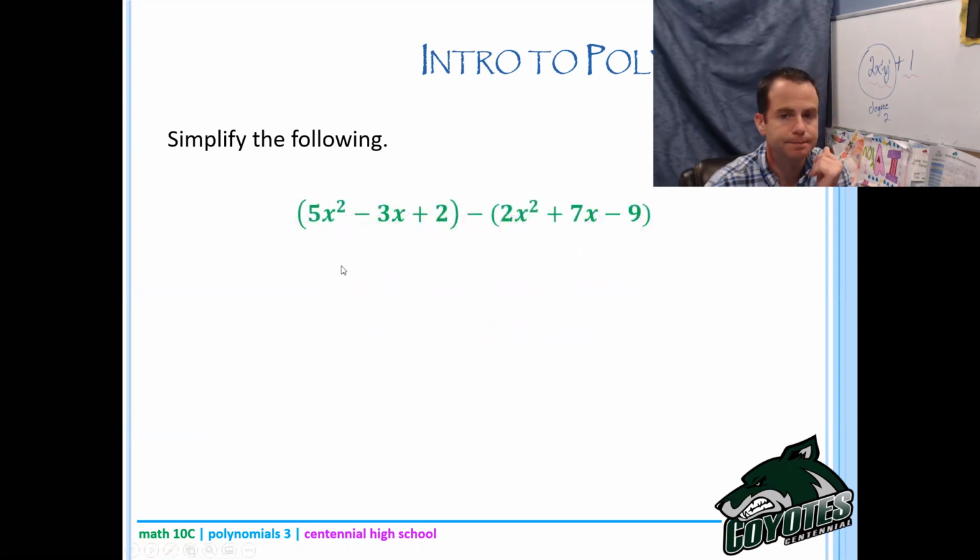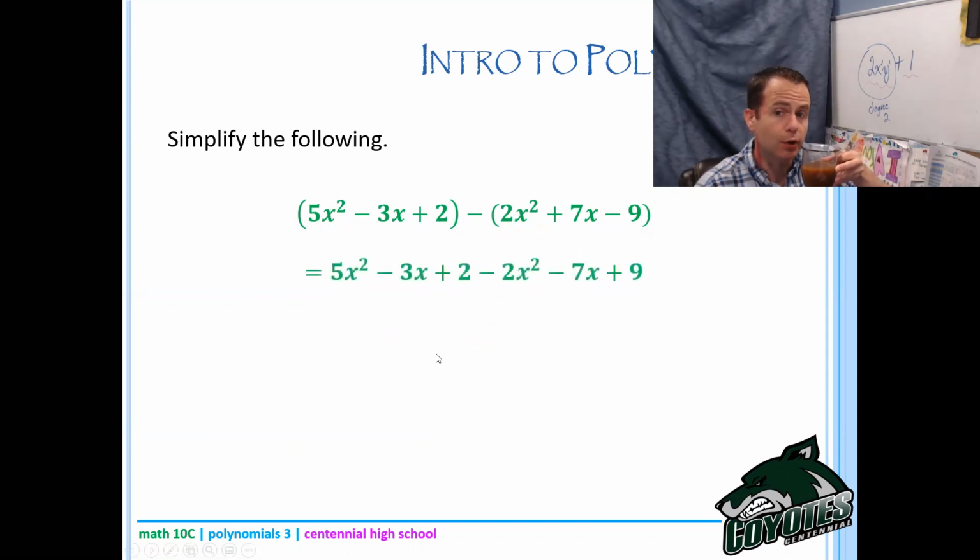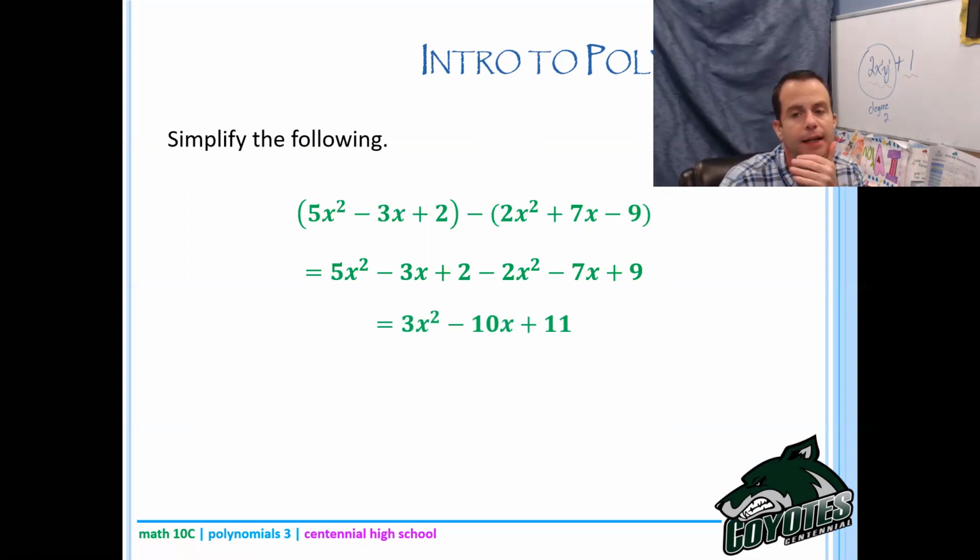Okay, try that guy. So again, you've written it without brackets first. I distributed that negative: negative 2x squared, negative 7x, and plus 9. Be super careful. That's a negative. That's where that plus 9 comes from. Combine like terms, and you'd have 3x squared minus 10x plus 11.